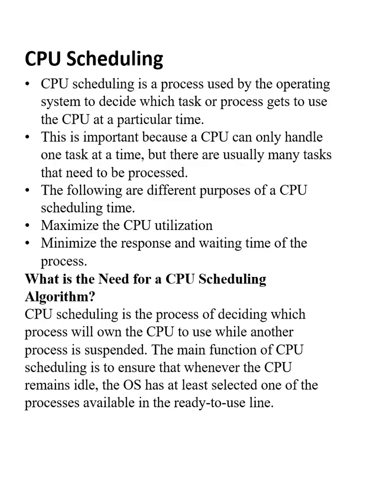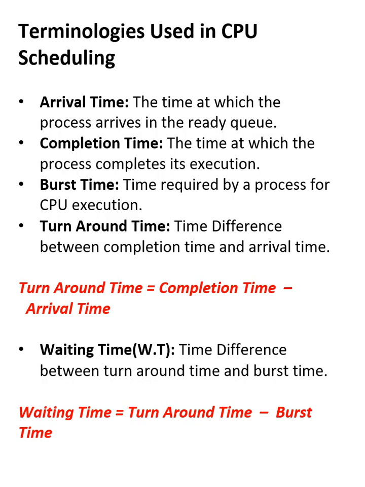The main function of CPU scheduling is to ensure that whenever the CPU is idle, the OS selects at least one of the processes available in the ready queue. The CPU will not be in the idle state. The OS will allocate a process whenever the CPU is free and idle. That is the process taking place here.